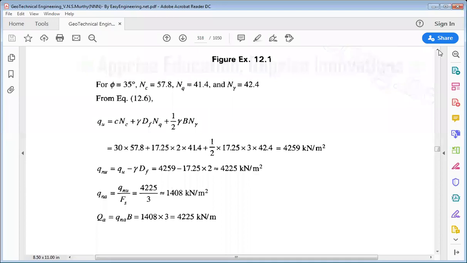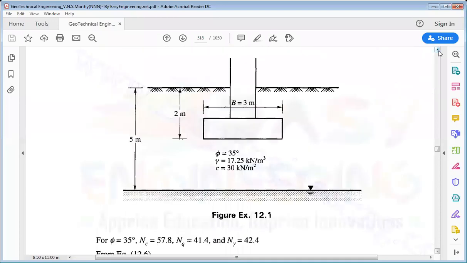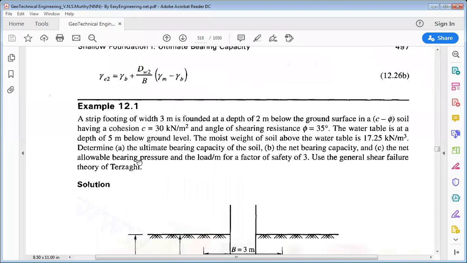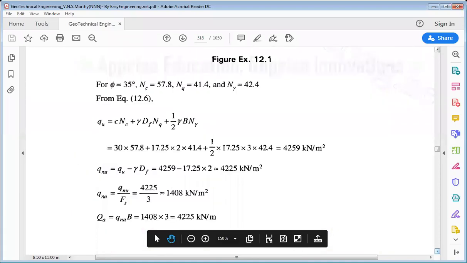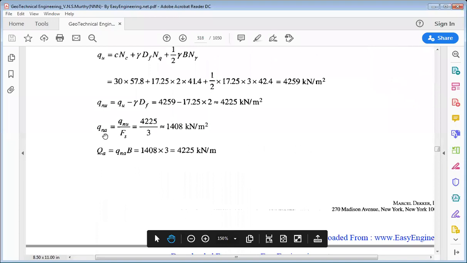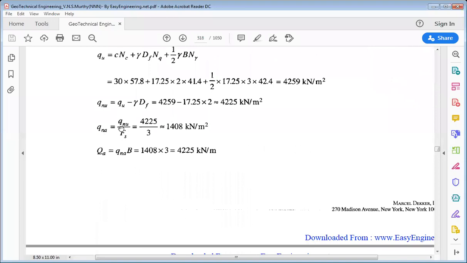Now next we also have to find out the C part, the net allowable bearing pressure and the load per unit meter for a factor of safety of 3. So net allowable bearing pressure, as per the definition, is the net ultimate bearing capacity divided by the factor of safety. Already the factor of safety is given as 3. So net allowable bearing pressure is 4225 divided by 3, that is 1402 kilonewton per meter square.